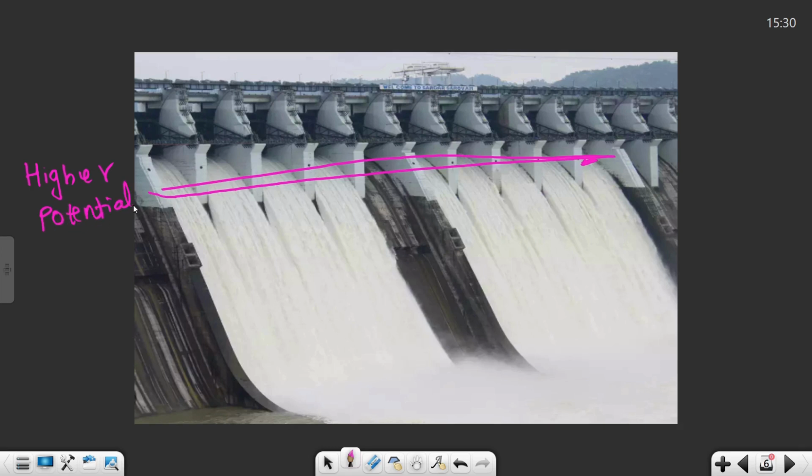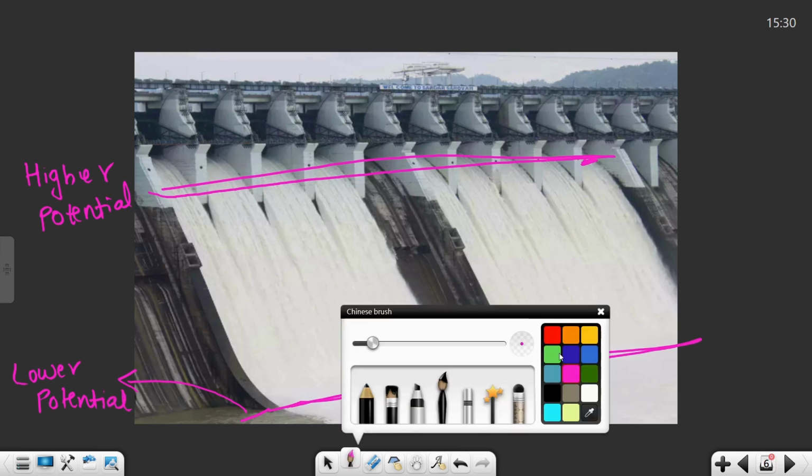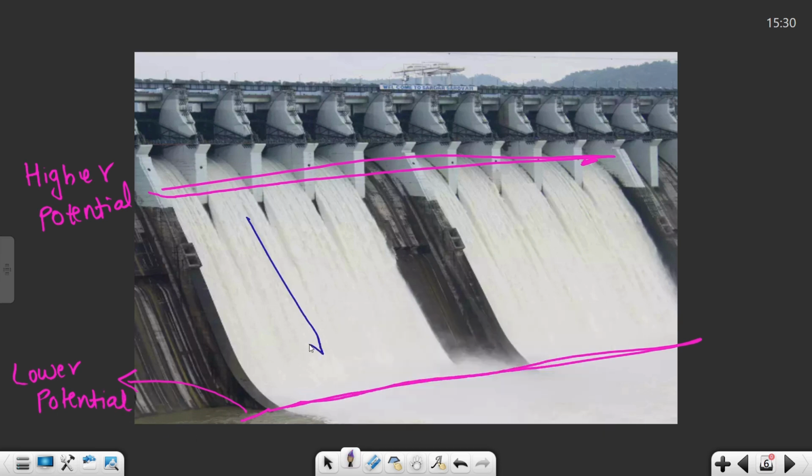Water always flows from higher potential to lower potential, and this entire area acts as the lower potential. Water will never flow in this particular direction. It will always flow in this direction, that is, from higher potential to lower potential.